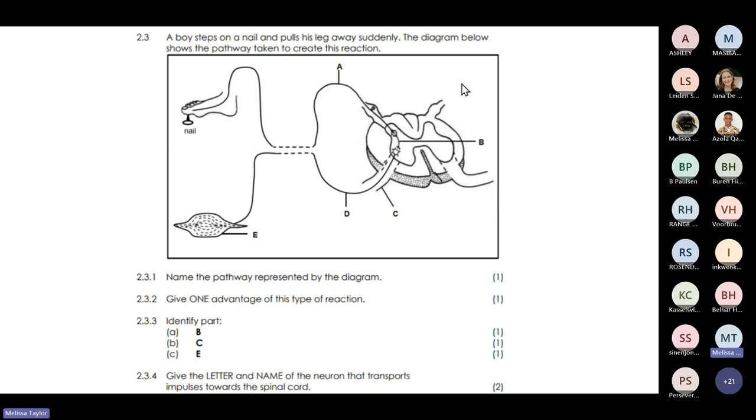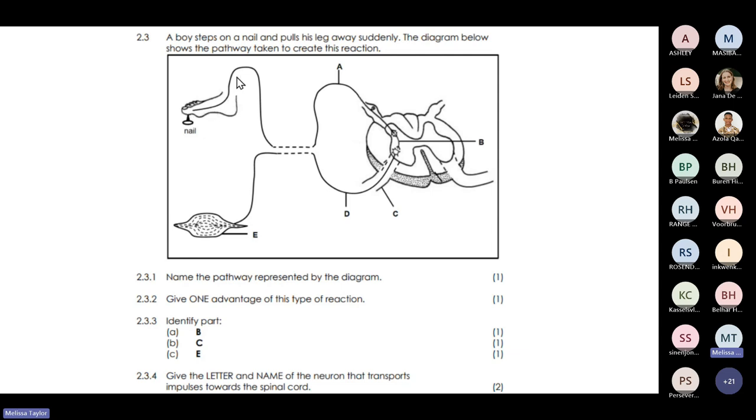So it says, a boy steps on, now I've got something blocking my writing there. But it says, a boy steps on a... Do you want me to read that for you, Mrs. Taylor? It's fine. I've got it now. I've got my sharing bar there. It's blocking it. A boy steps on a nail and pulls his leg away suddenly. Right? The diagram below shows the pathway taken to create this reaction.